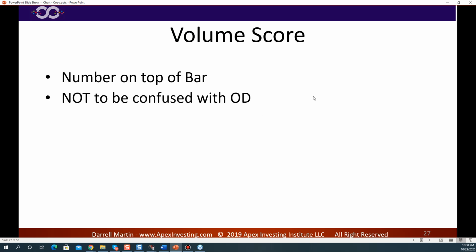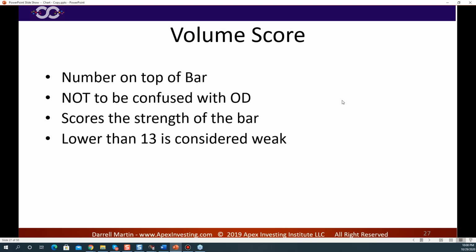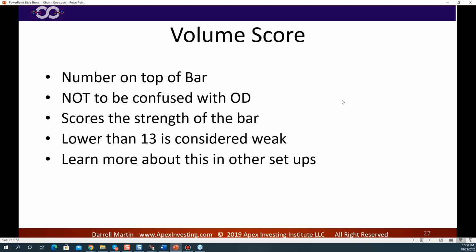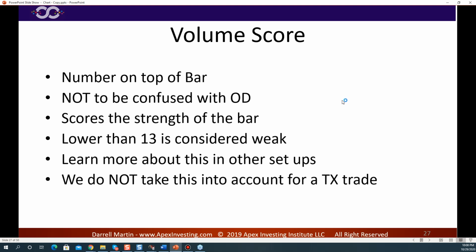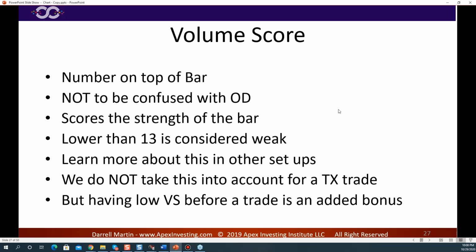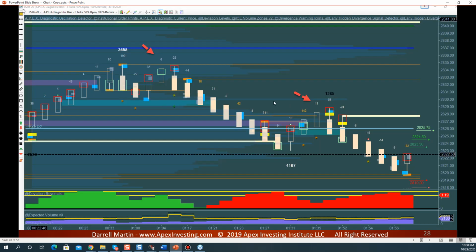Volume score, it's the number on the top of the bar. It's not to be confused with oscillation detector. A score lower than 13 is considered a weak score. VS, or volume score, it's these numbers right here. You see them? It's basically a calculation that shows the strength in that bar. It's basically given a score to the fight between the buyers and sellers. So any number that's 13 or less is considered a weak bar.